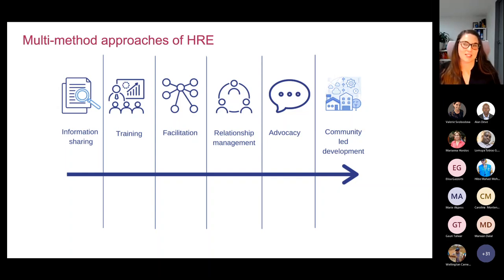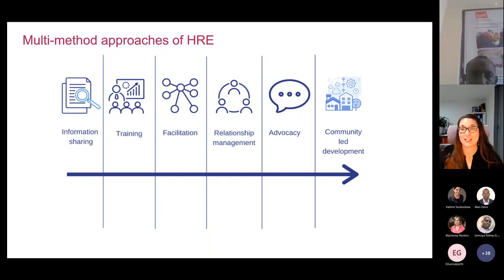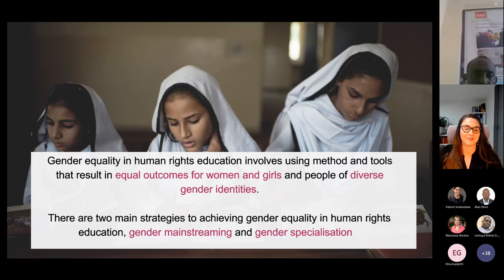We have to have a good understanding of the target audience that we're looking to work with. And also we need to apply those principles of human rights education no matter what we do. So just be open to the fact that you might have to adopt more than one of these methods to achieve the learning outcomes that you've set out to achieve.